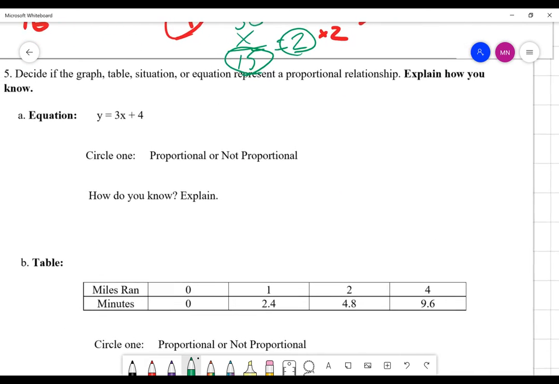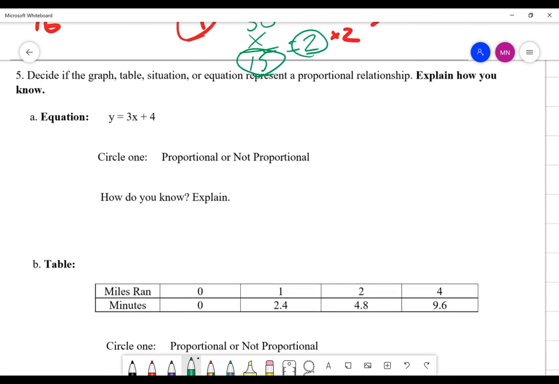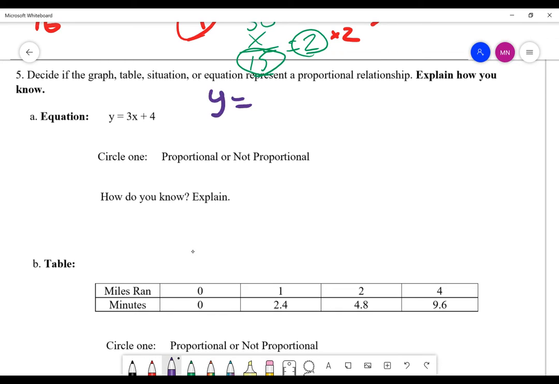All right, moving on to problem 5 here. This is all about proportional relationships. Okay, so we're going to look at graphs, tables, and situations to determine whether or not it's proportional. So here we have an equation to start. Now remember, this is y equals k, which is our unit rate or constant of proportionality, multiplied by our x value plus 4.